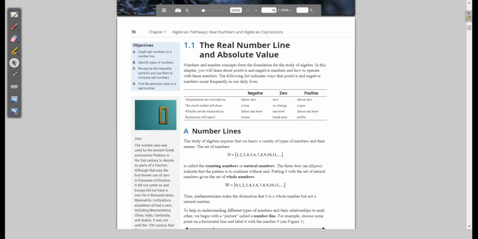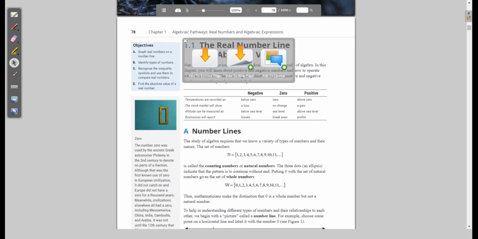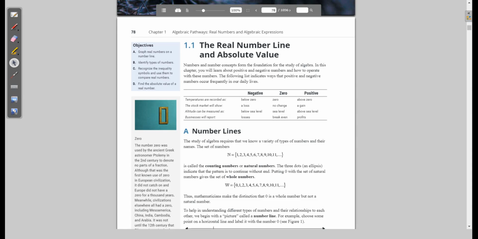Okay, so today we're talking about Chapter 1, Section 1, the real number line and absolute value. Alright, so numbers and number concepts form the foundation for the study of algebra. In this chapter you will learn about positive and negative numbers and how to operate with these numbers. The following list indicates ways that positive and negative numbers occur frequently in our daily lives.